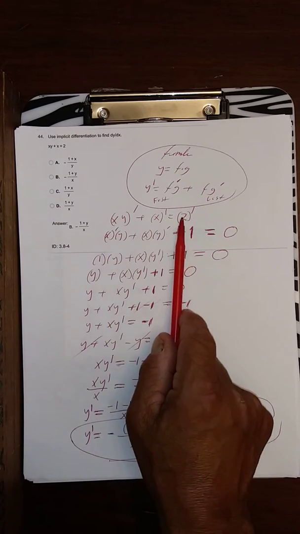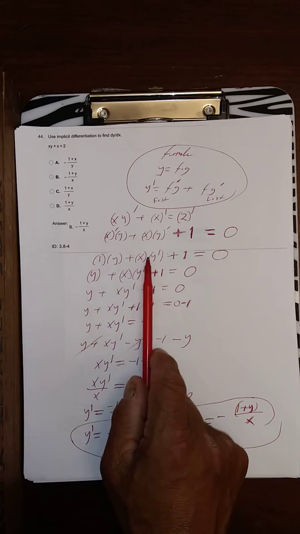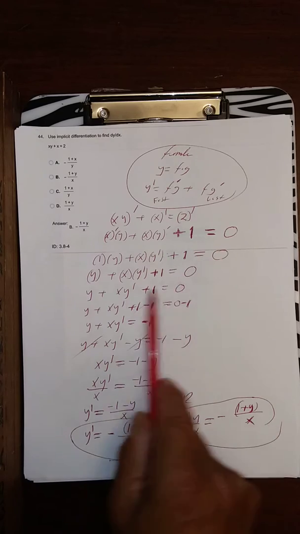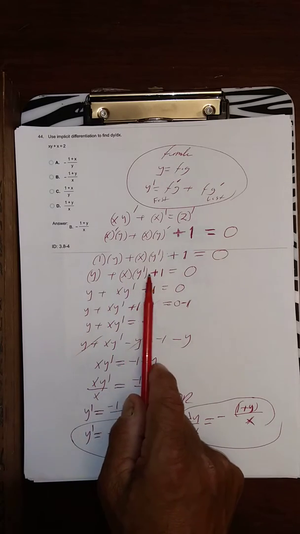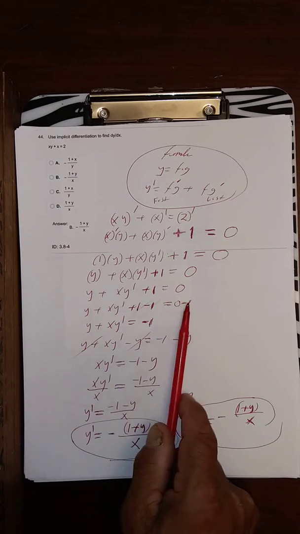That's going to be a 1, and the derivative of 0 is 0. So now we have 1 times y plus x times y prime plus 1. Bring it down. So y plus xy prime plus 1 equals that. So now we have this. Now subtract 1 from both sides.